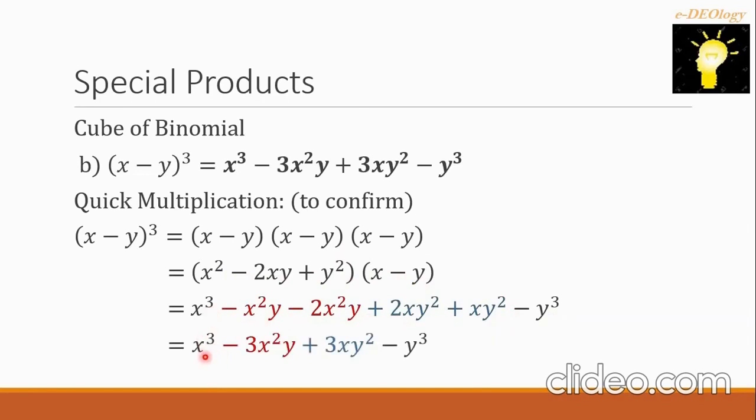So x cubed is copied. Then these two terms become negative 3x squared y. These two terms become 3xy squared. And then the negative y cubed is copied down here. So when we compare, the product here is the same as our special product written on top.